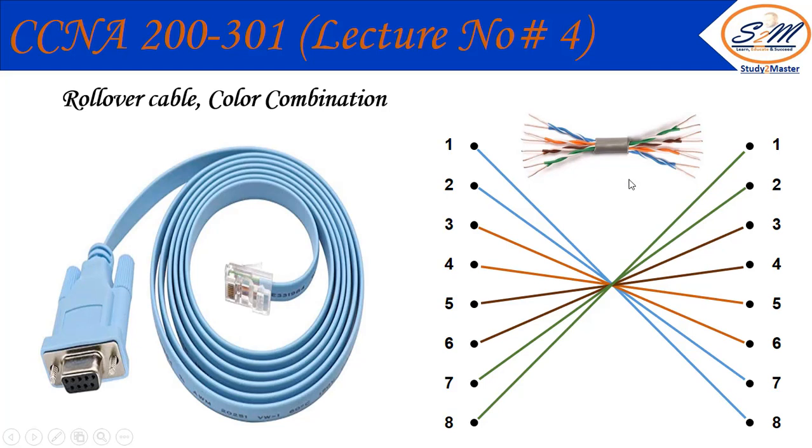I have also put a little image of a cable here for you in order to fully understand how a rollover cable works and what the color combination is. From one side we have A, B, C, D like this, and from the other side we have a descending Z, Y, and so on. So it's the color combination for a rollover cable.